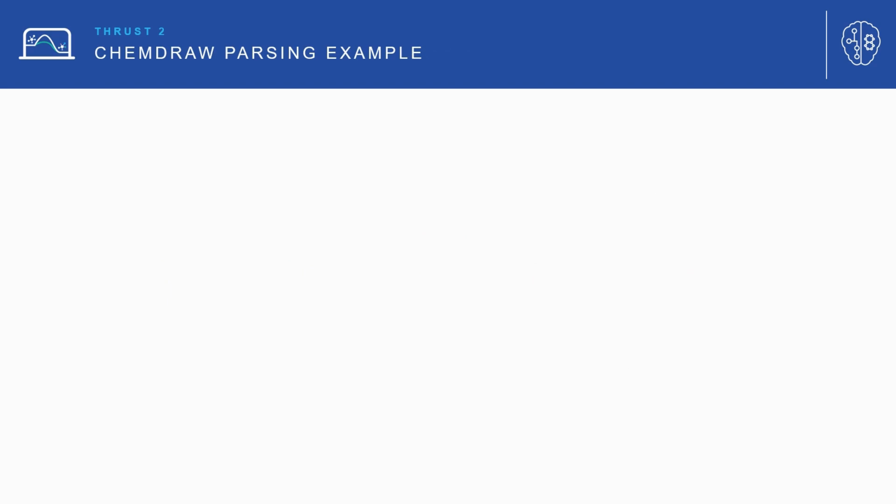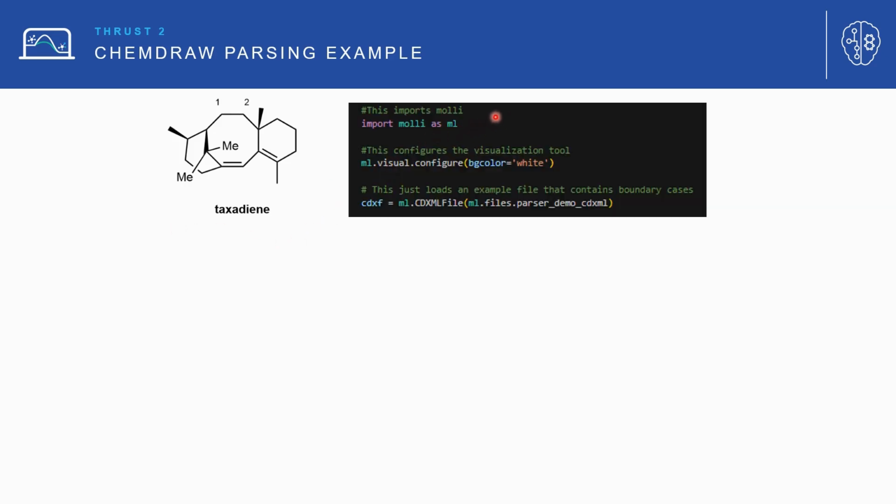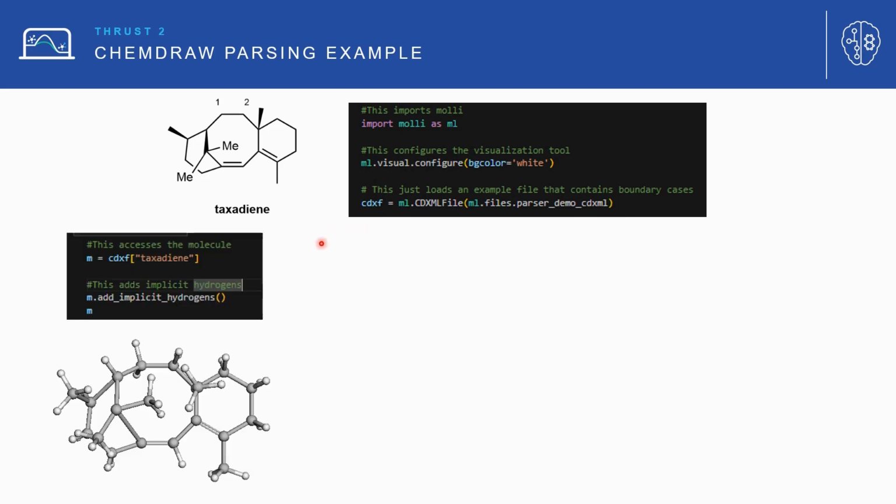Now, you might be able to imagine certain instances where this could be useful to maintain both chirality and labels. And so for just a quick example, I have this taxadiene structure. You can imagine just importing Molli, configuring the visualization tool, and then just reading the ChemDraw path directly into this file. And we treat it as though it's a dictionary. So if we have a label associated with a molecule, and this doesn't have to be grouped, it just needs to be somewhat near it, we can just add implicit hydrogens in a single line, and this is the output without any type of additional optimization.